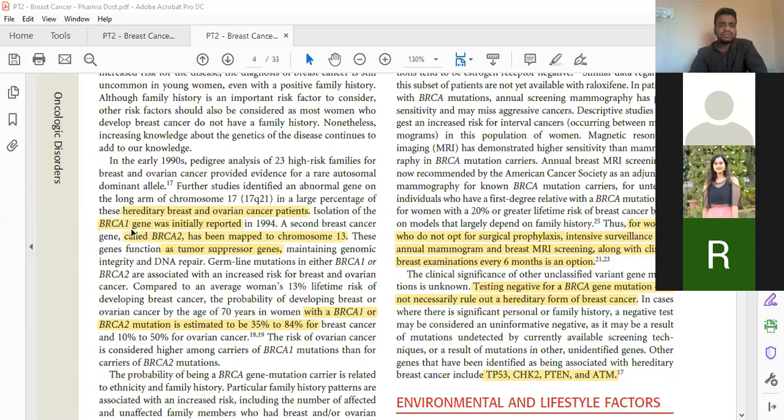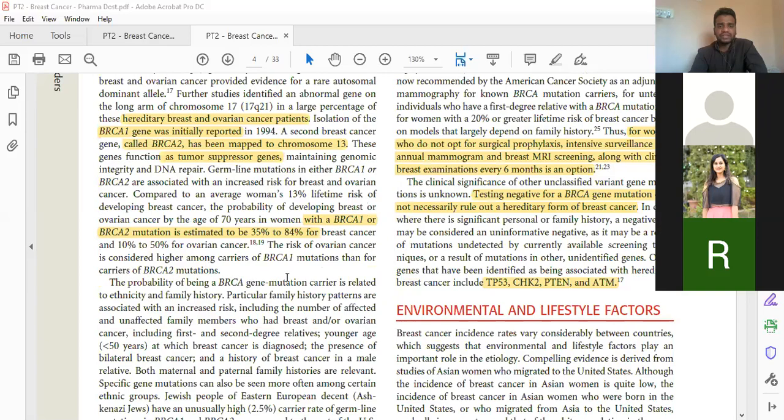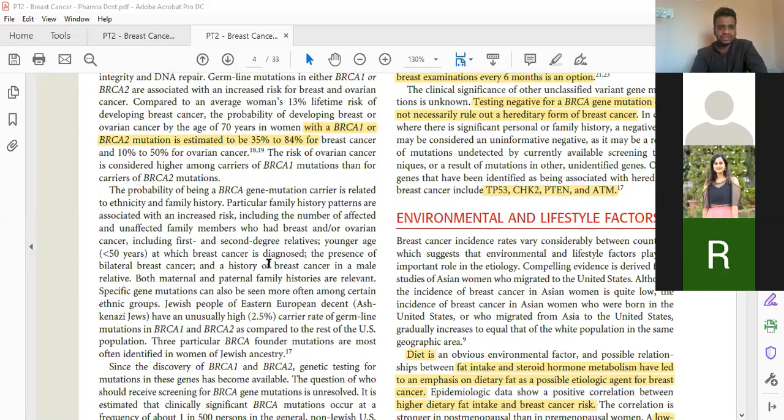These are nothing but tumor suppressor genes. I hope you remember from our previous class what is tumor suppressor, what is oncogene. So these are tumor suppressor genes, but if the mutation happens in these genes, then there is high chance of getting breast cancer, okay. If you see the estimate, BRCA1 or BRCA2 mutation is estimated to account for 35% to 84% of breast cancer, and 10% to 50% of ovarian cancer. So BRCA1 can also predict ovarian cancer. That's what it means.